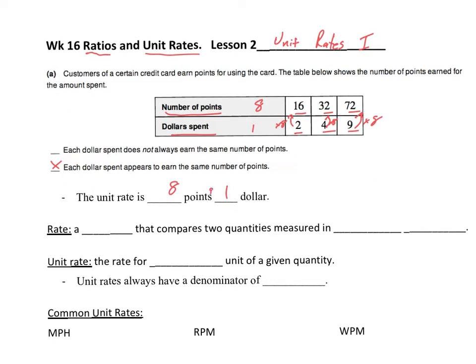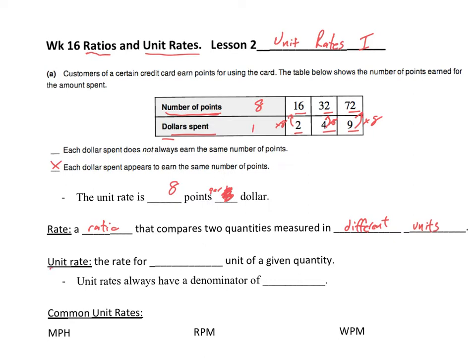I should put in the word per here, per $1. Or just 8 points per dollar. We don't need to say 1 there. Okay, so what is a rate? A rate is a ratio that compares 2 quantities measured in different units. So it can't be points to points or dollars to dollars. You have different units, different labels. So points per dollar would be a rate. That's a certain type of ratio.